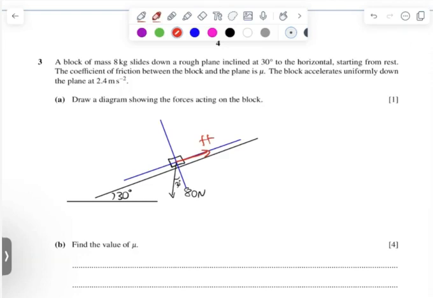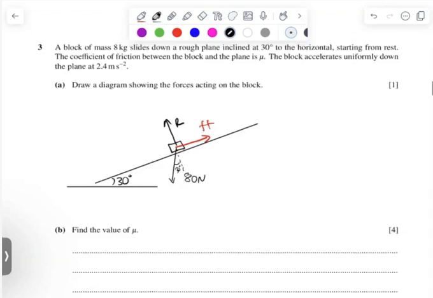Draw a diagram showing the forces acting on the block. Okay, so my weight component will actually be split into my x and y, but for now, I'm just going to leave it like this. So you've got your weight. You've got friction acting up because the block is moving down. So I would leave my drawing something like this. Okay. Find the value of mu.